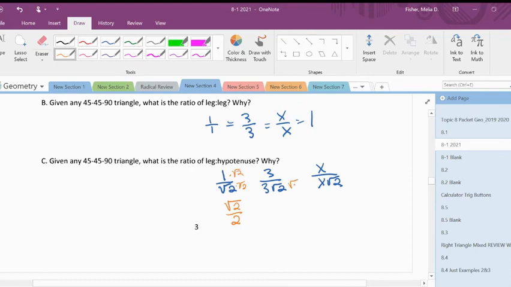Multiplying the bottom times the square root of 2 and the top times the square root of 2. Actually, let's go ahead and reduce this first. So that gives us 1 square root of 2 over 2. And here, x over x reduces to 1 over the square root of 2. Multiplying the numerator and the denominator by the square root of 2, we get square root of 2 over 2. So every single time, the ratio of the leg to the hypotenuse is the square root of 2 over 2.